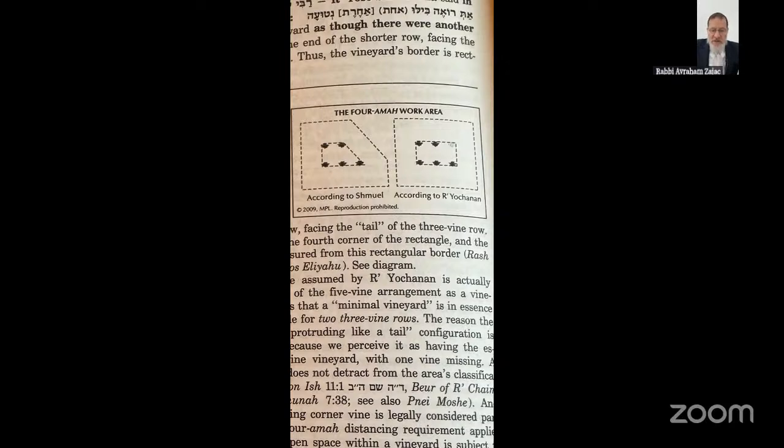Machlokes. Shmuel says that now that we established a kerem, so b'moedei luchsan. Luchsan means there's going to be a diagonal. In English, this type of image that you're looking at is called a trapezoidal.